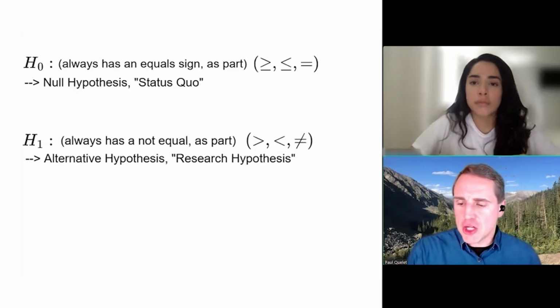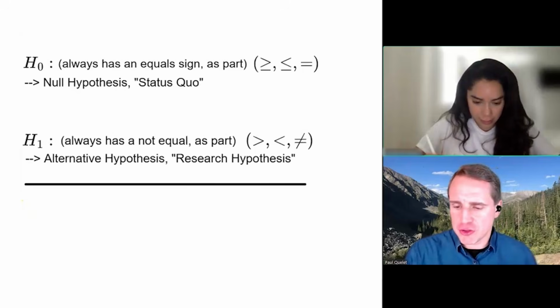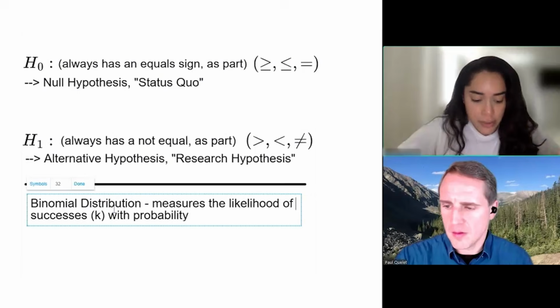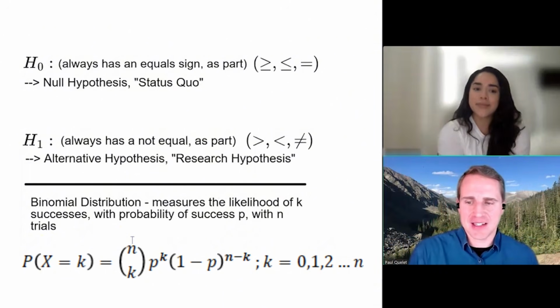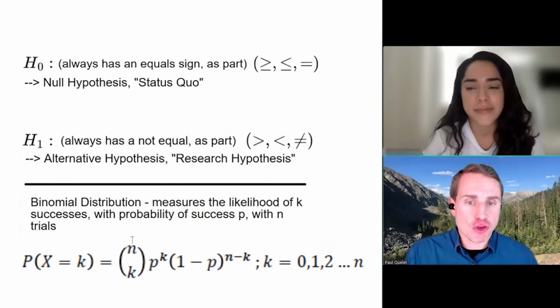So let's talk about binomial data sets. What exactly is a binomial distribution? The binomial distribution is when you're measuring the number of successes. It measures the likelihood of k successes with probability of success p with n trials.